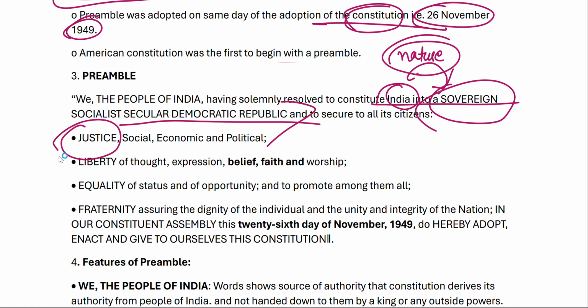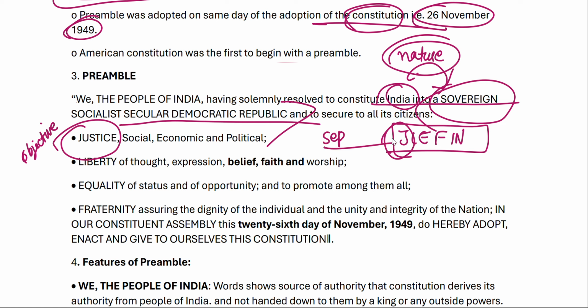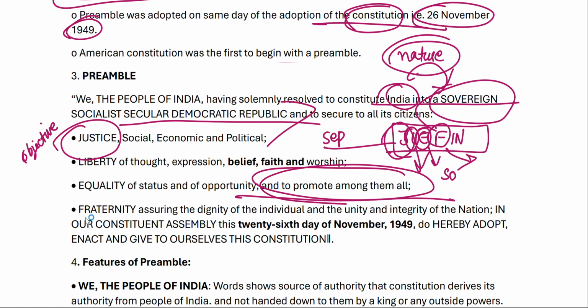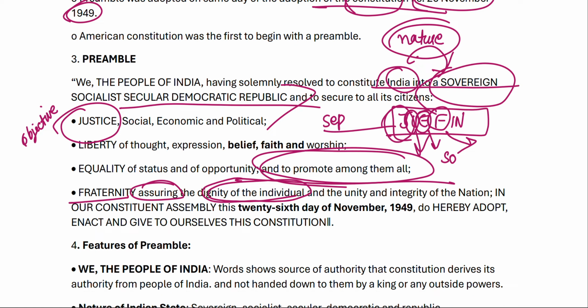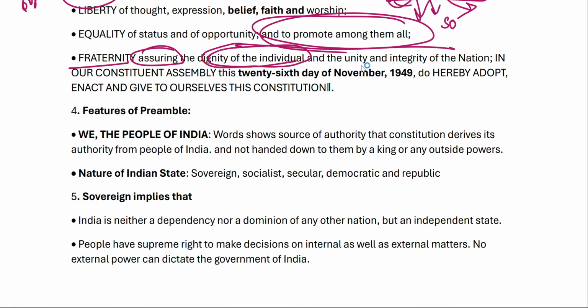But we need to achieve the objectives of justice, liberty, equality, fraternity, and integrity. Justice is social, economic, and political. Liberty of thought, expression, belief, faith, and worship. Equality of status and opportunity. And among them all, we need to promote fraternity, assuring first the dignity of the individual, and then we go for the unity and integrity of the nation.